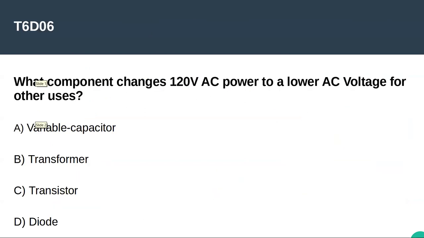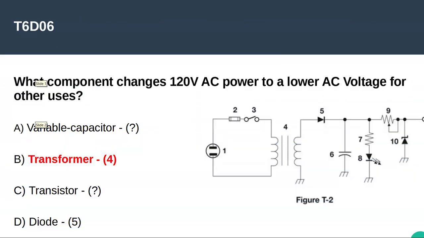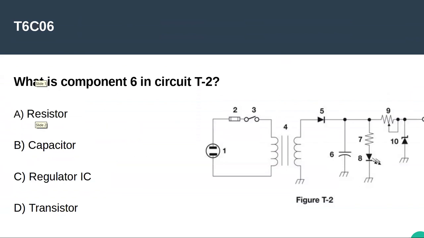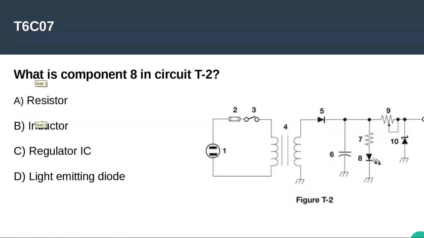So what component changes 120 volt AC power to a lower AC voltage for other uses? B, transformer. All right. What is component 6 in figure T2? B, capacitor. All right. What is component 8? D, light emitting diode.